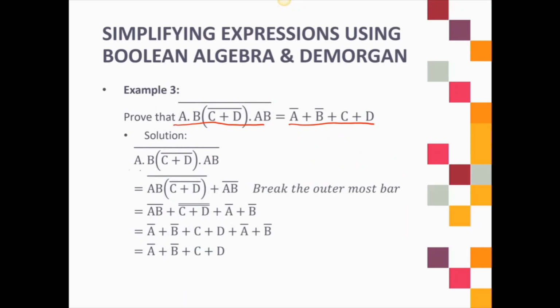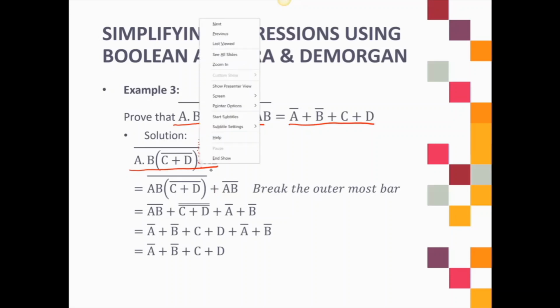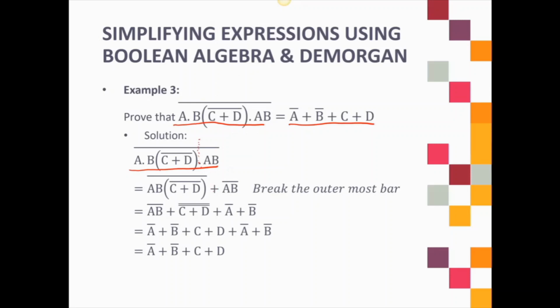So if you refer to the question, the first step you need to apply DeMorgan for the outermost bar, meaning the last one, here between A, B. After you apply DeMorgan, you will get plus here because the sign is dot, so you change it to plus. Okay, so you'll get plus A and B bar.